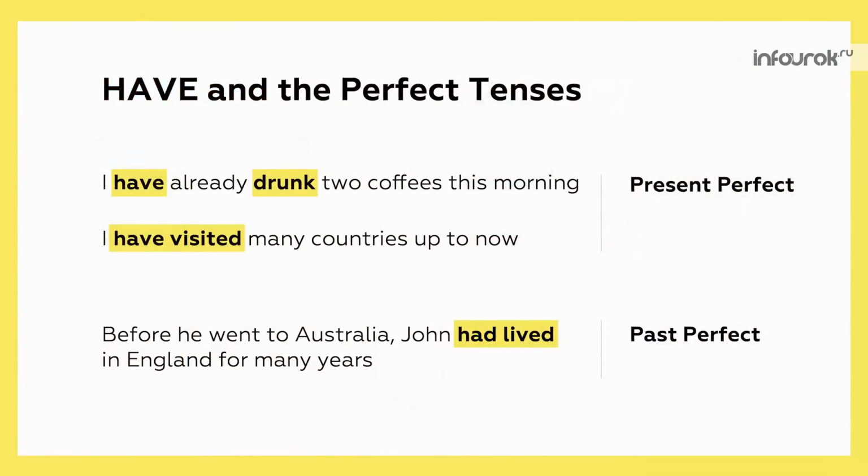Now, let's have a look at examples with the auxiliary have and the past perfect and the perfect tenses. First of all, the present perfect. This is a tense which, again, teachers often find difficult to teach and students difficult to understand, because it is a bridge between the past and the present. In fact, it is an action which started in the past and has its effects coming into the present. So, for example, we can say, I have already drunk 2 coffees this morning.